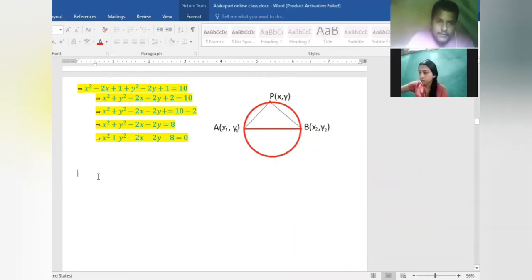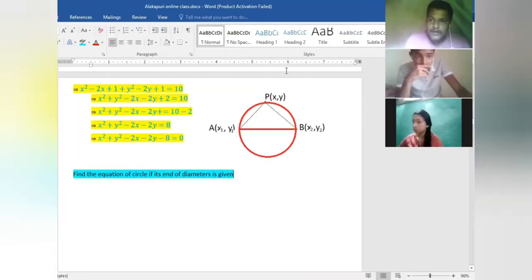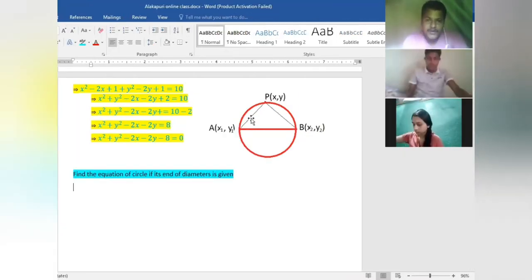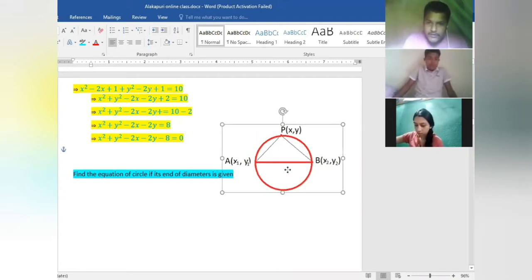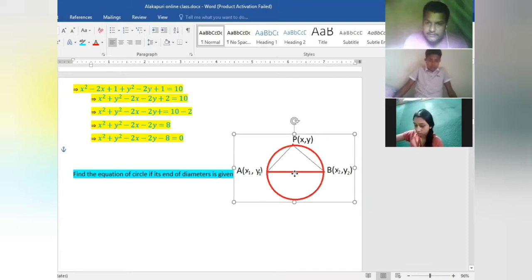Okay, what was my heading today? Diameter form. Prove the equation of a circle in diameter form. That may also be asked. For this, we have to make such a figure. Can you see this figure?